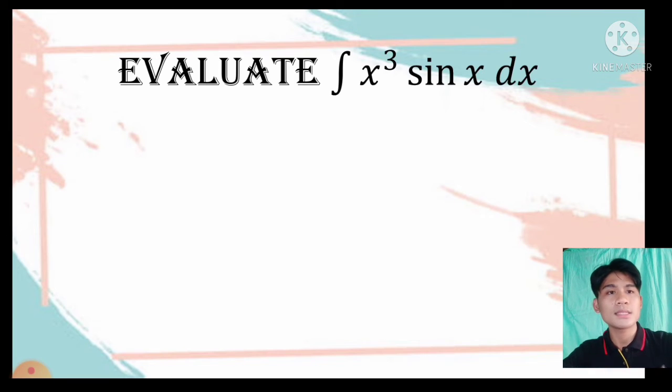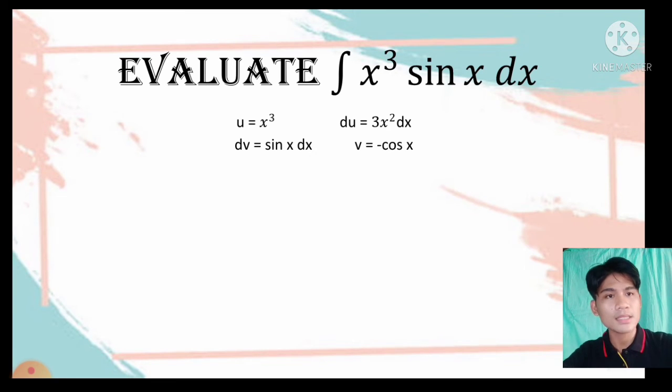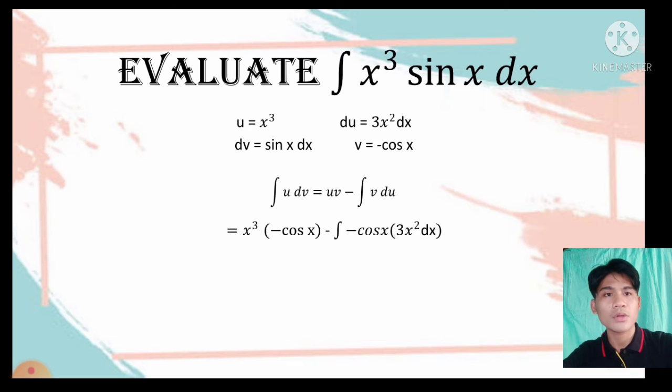So, if we evaluate this using integration by parts, the process will look like this. Our u is x cubed, our du is 3x squared dx. Our dv is sine x dx, our v is negative cosine x. The formula of integration by parts, or the LIATE formula, is the integral of u dv is equal to uv minus the integral of v du. Just substitute the given to our formula.